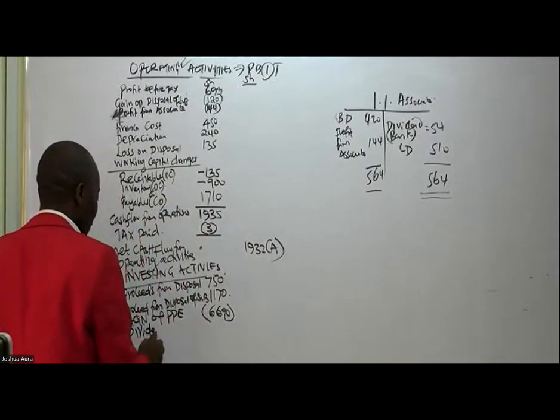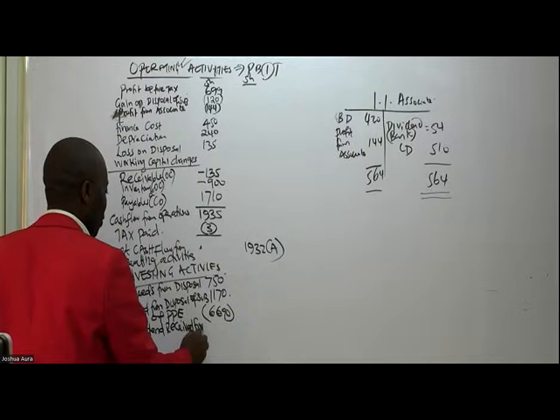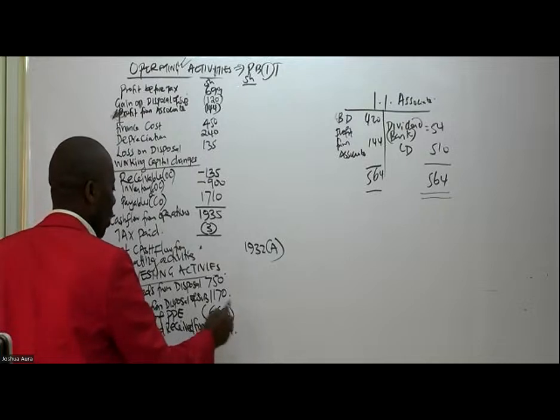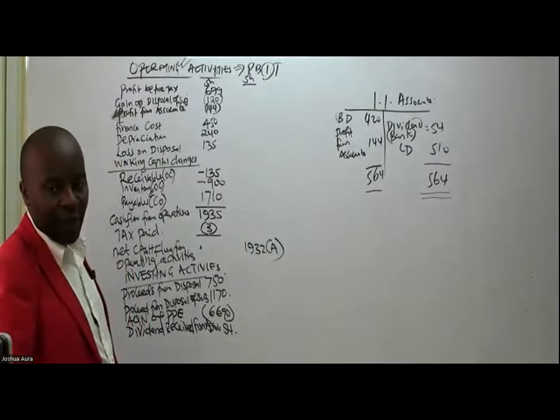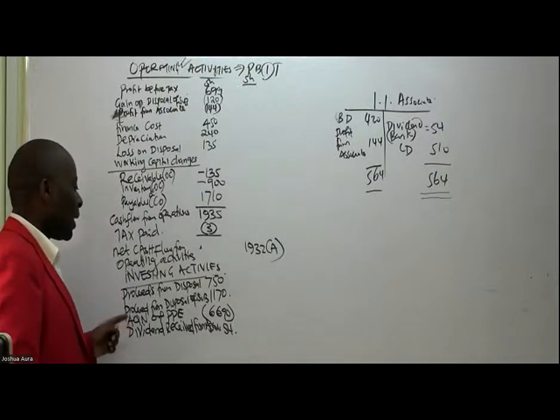received. Dividend received from associate of how much? Of 54. It's positive. Now there is one thing that we need to do, a small adjustment. There is a small adjustment we must do.